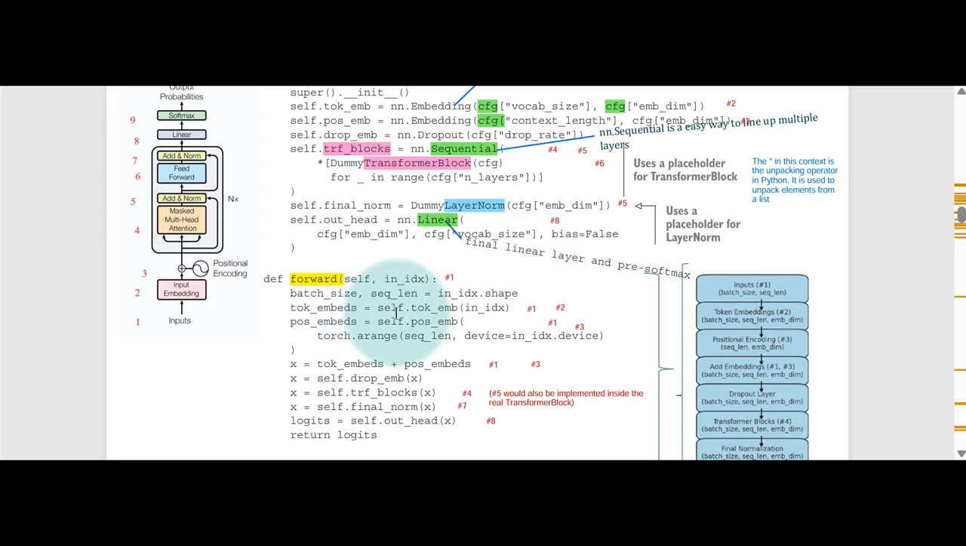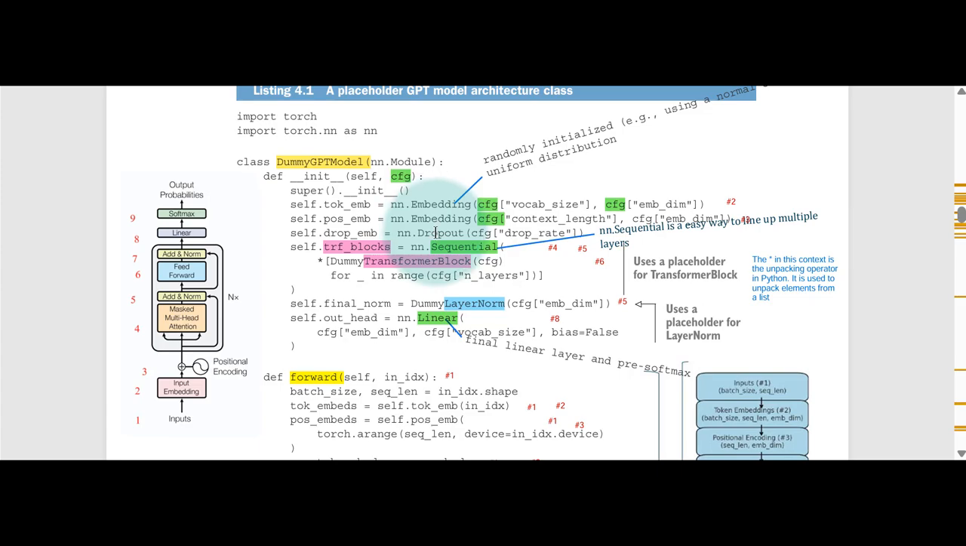After we collect these two values, we start with the token embeddings, which is down here. Then we take the positional embeddings, which is here. Then we take the token embeddings plus the positional embeddings and add them together. We're going to call that X. And then we're going to pass that X through the drop embedding, which is up here.